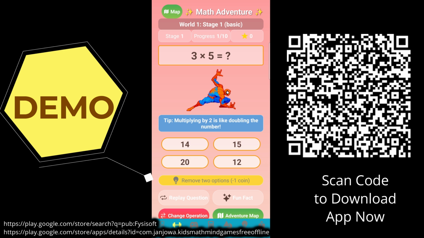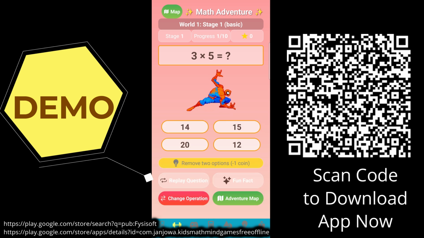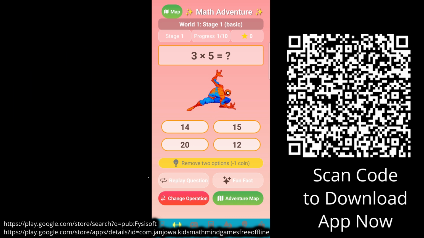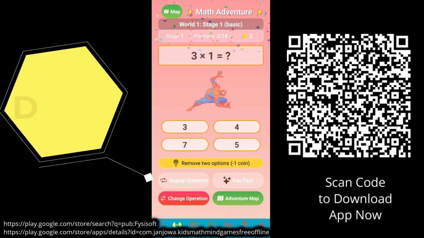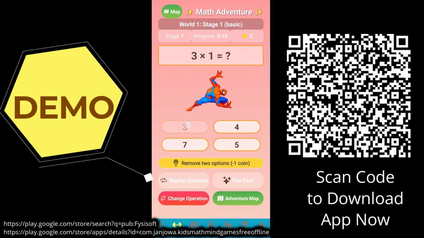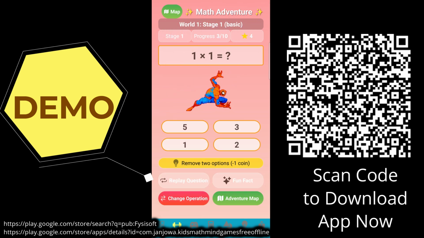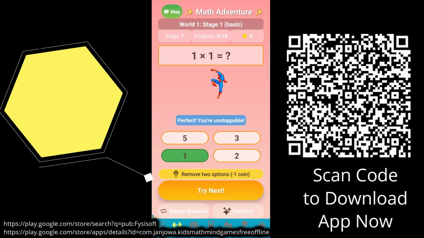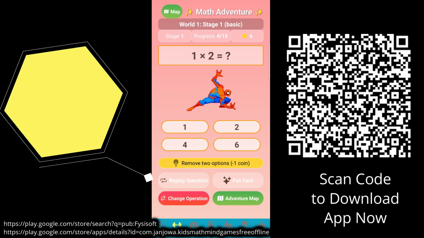What is 3 times 5 equals? Here's a helpful tip. Multiplying by 2 is like doubling the number. What is 3 times 5 equals? Yippee! You got it. What is 3 times 1 equals? Boom. Perfect answer. What is 1 times 1 equals? Perfect. You're unstoppable. What is 1 times 2 equals?